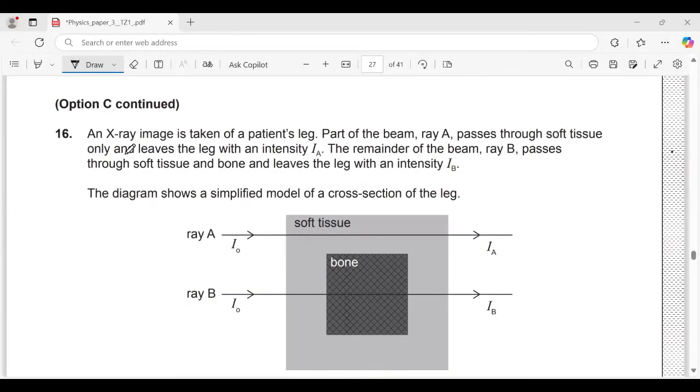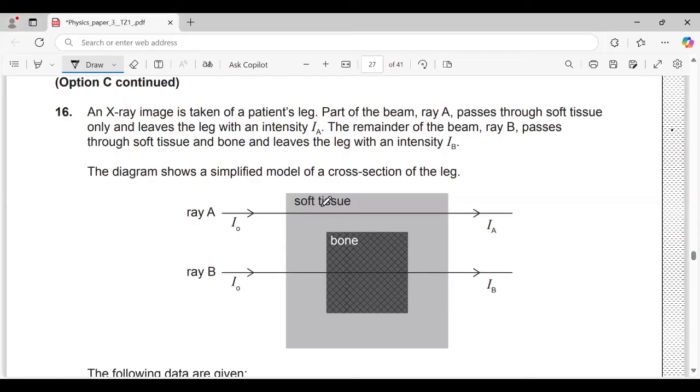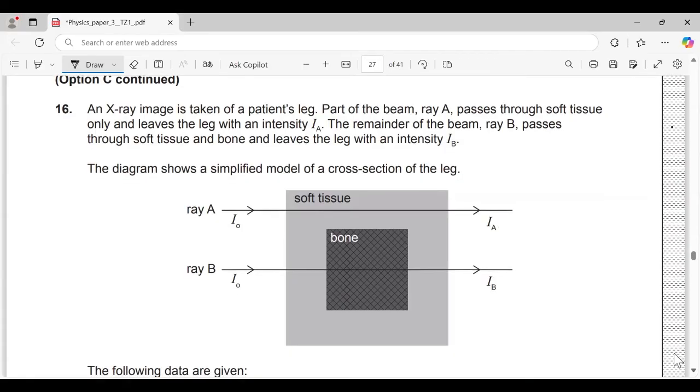Number 16. An X-ray image is taken of a patient's leg. Part of the beam, ray A, passes through soft tissue only and leaves the leg with an intensity IA. The remainder of the beam, ray B, passes through soft tissue and bone and leaves the leg with an intensity IB. The diagram shows a simplified model of a cross-section of the leg. Ray A passes through soft tissue, and ray B passes through bone.